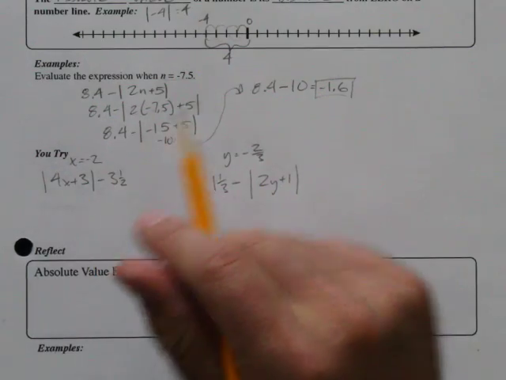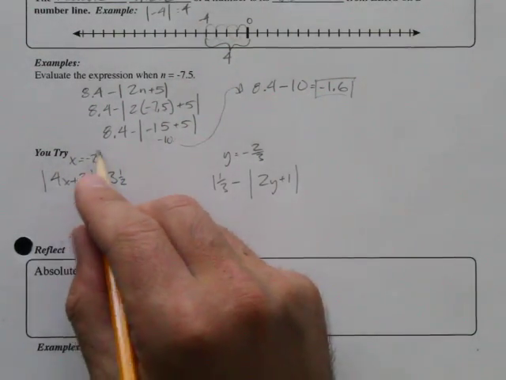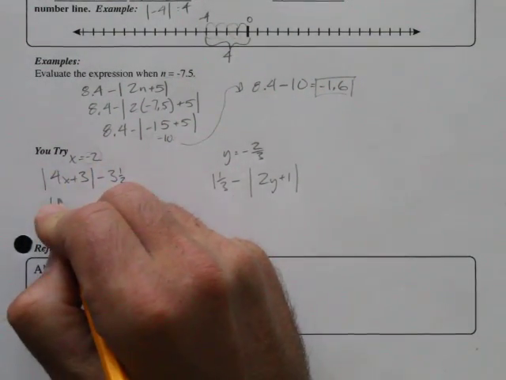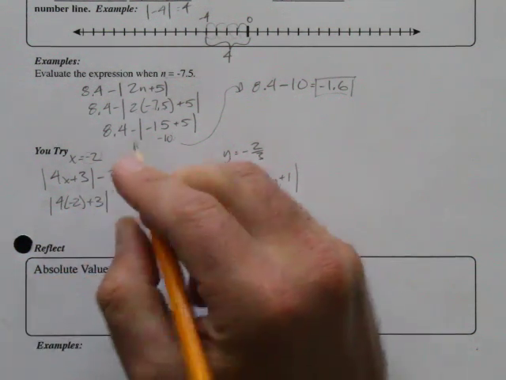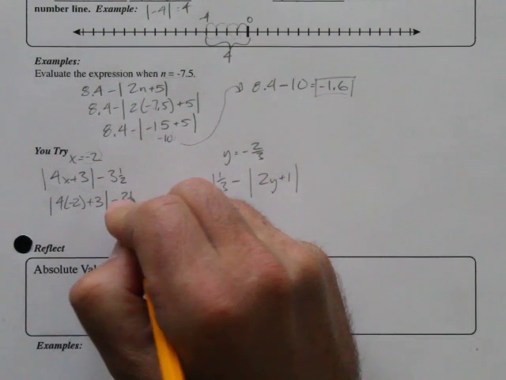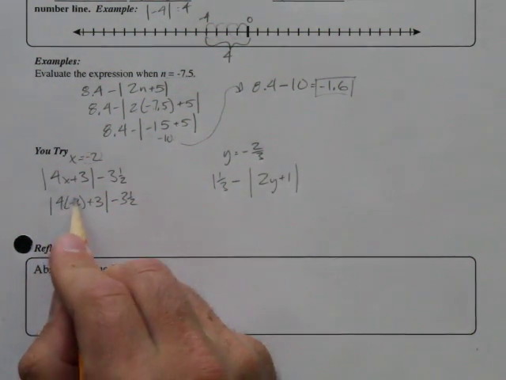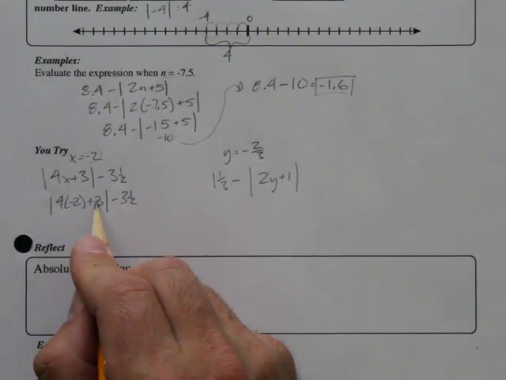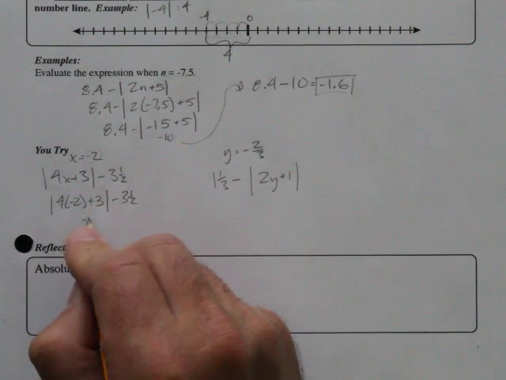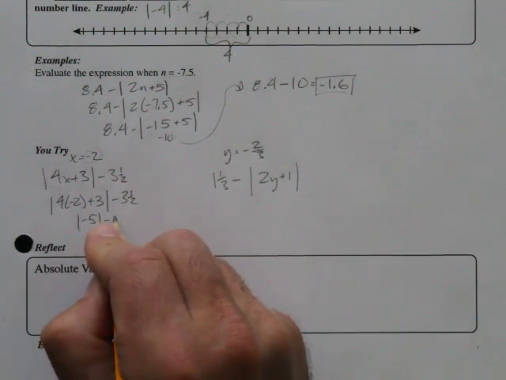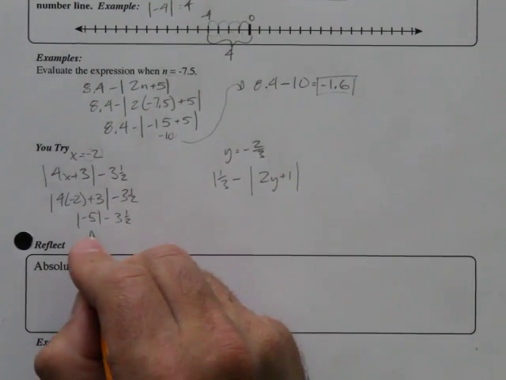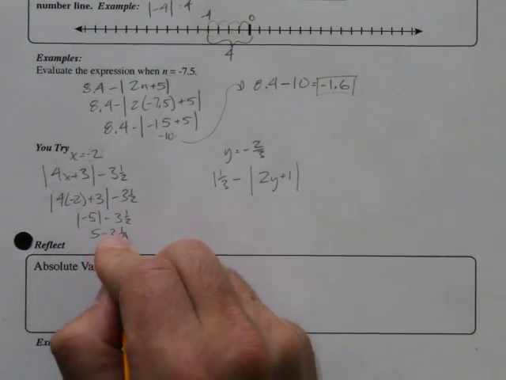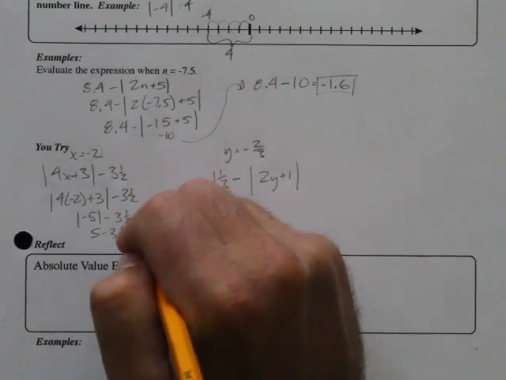All right, let's see how you did. Let's plug -2 in for x. Absolute value of 4 times -2 plus 3 minus 3 1/2. This becomes -8. -8 plus 3 is -5, so I've got the absolute value of -5 minus 3 1/2. This becomes 5. 5 minus 3 1/2 equals 1 1/2.